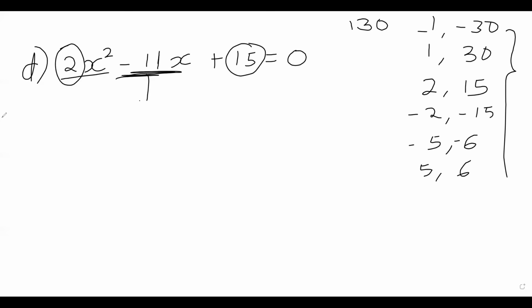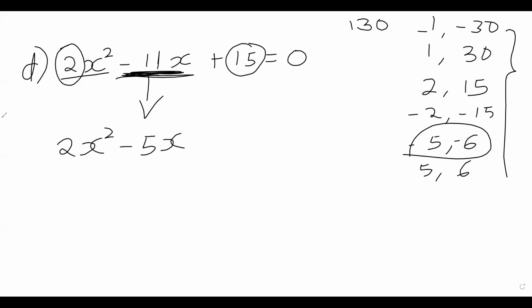So let's now put those values here. We want to put those values here by separating this 11x. So we do it like this: 2x squared, and we separate them with these two numbers we've gotten here, so negative 5x and negative 6x. Remember, we will use 15. We won't use this 30. That's why we wrote the 30 on the side. So just use 15 there, equals 0, like that.